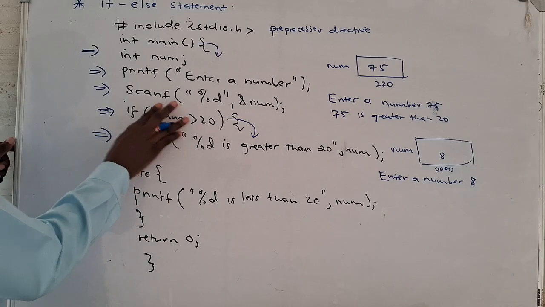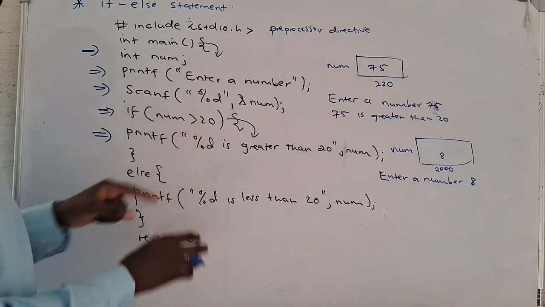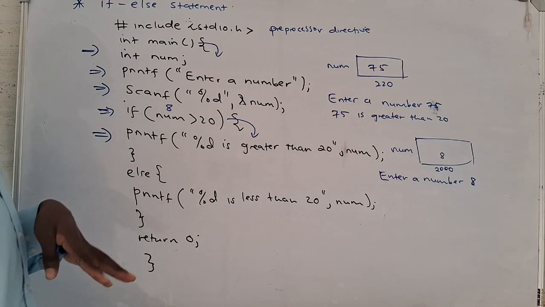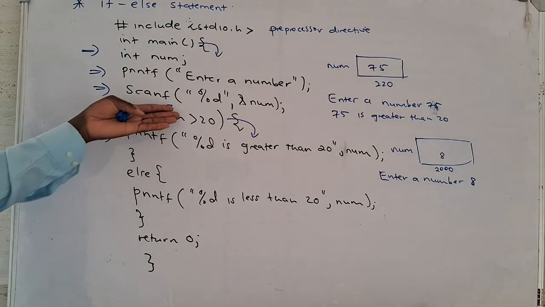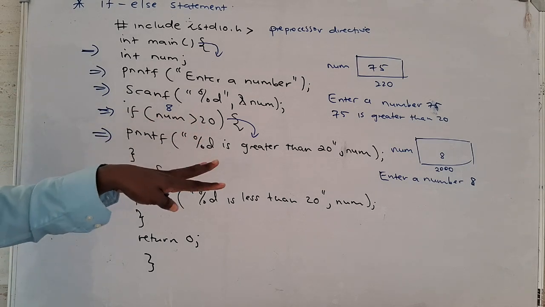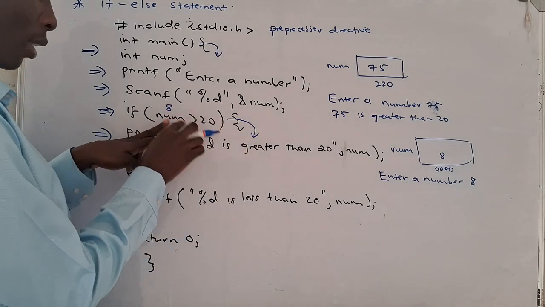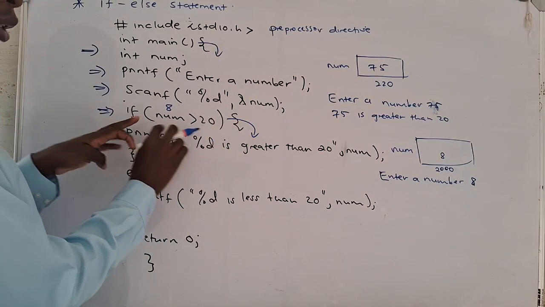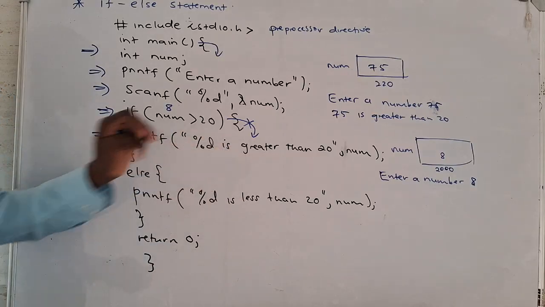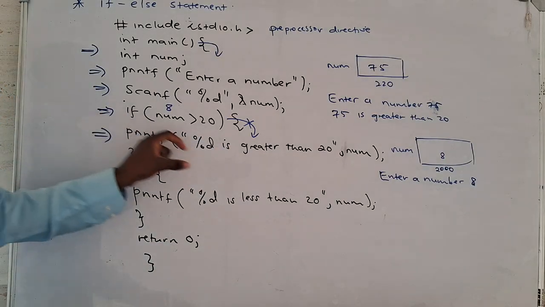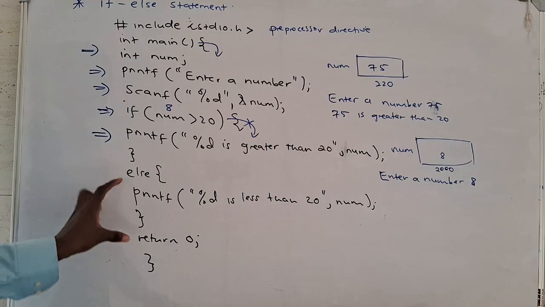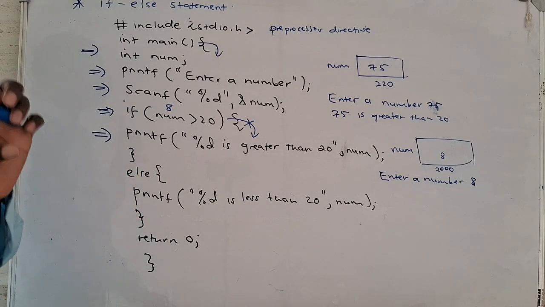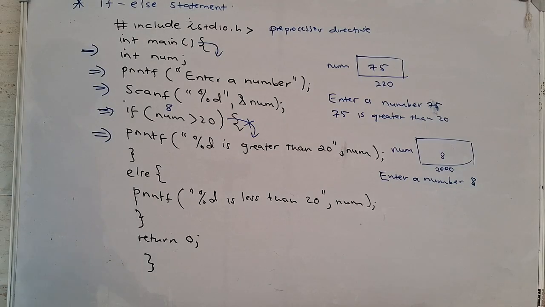Now it is going to check if num is greater than 20. What is the value of num? The value of num is 8. If 8 is greater than 20, is this true or false? This is false. We know 8 is less. So this condition is false. If this condition is false, the compiler is not going to enter into the if block. It is going to enter into the else block, and it is going to execute the statements in the else block.